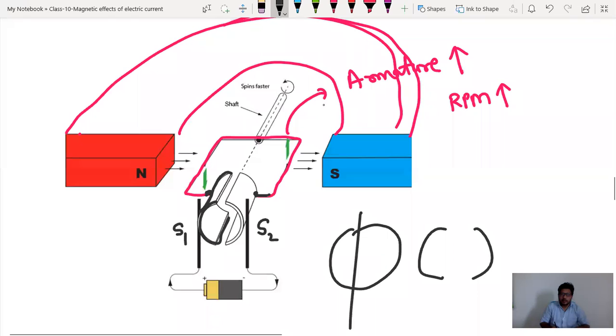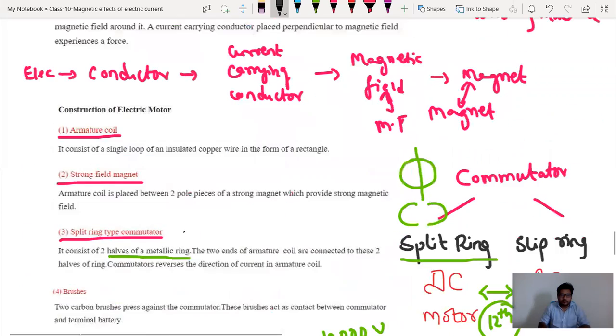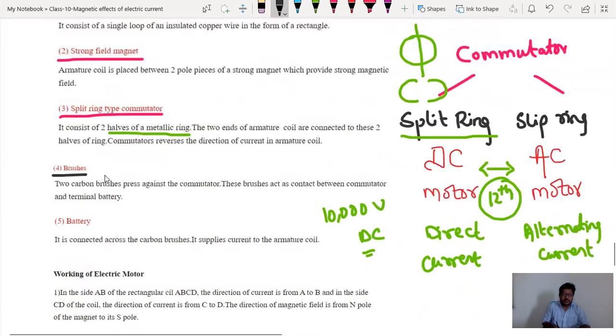So till now we have discussed the armature, which is nothing but a rectangular copper coil. Next, magnets. This current carrying conductor should be placed in between a magnetic field. Number 3, split rings, because this is a DC motor. Next, brushes. This is not the regular brush which we use in the morning to brush our teeth. These are carbon brushes, pressed against the commutator. These brushes act as contact between the commutator and the battery terminal.